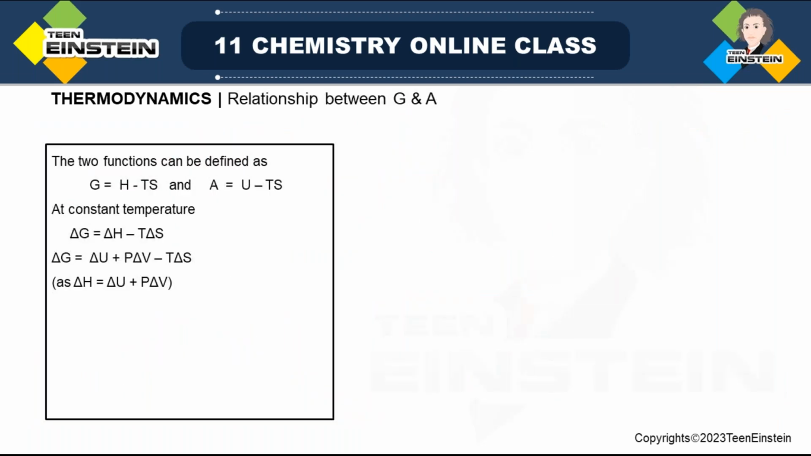Next we will see the relationship between G and A. So this is one important state function, and this is another important state function. Basically, G is more important from an importance point of view, and the reason behind it is that in case of G, we consider constant P, but in this case, we consider constant V.